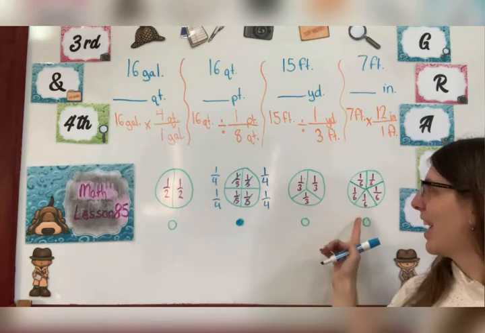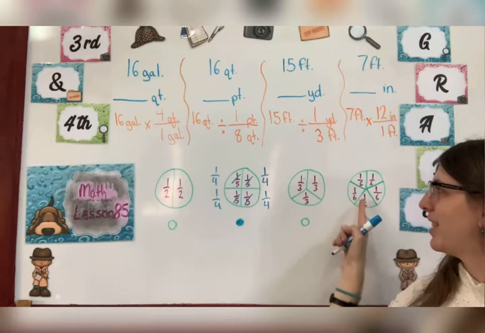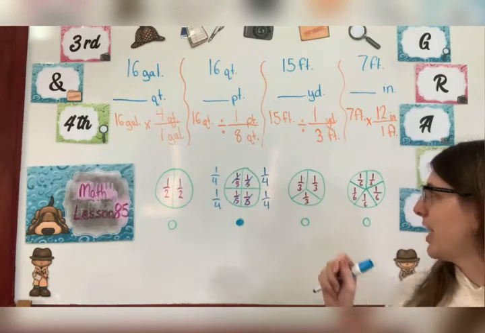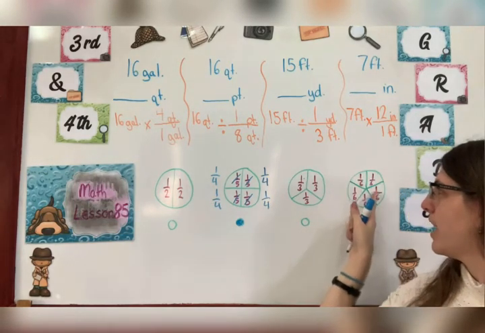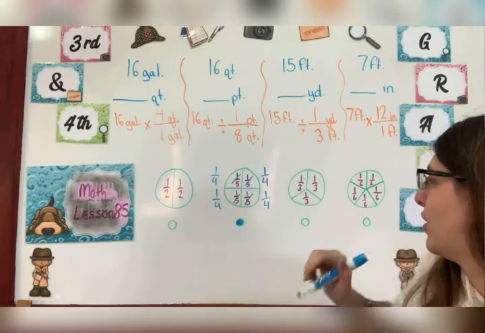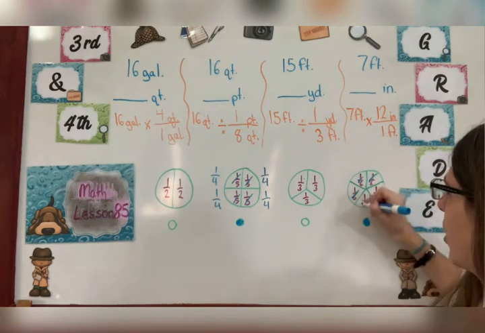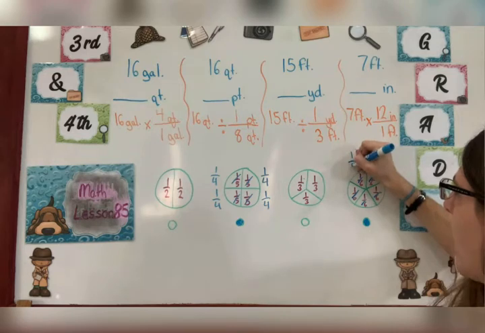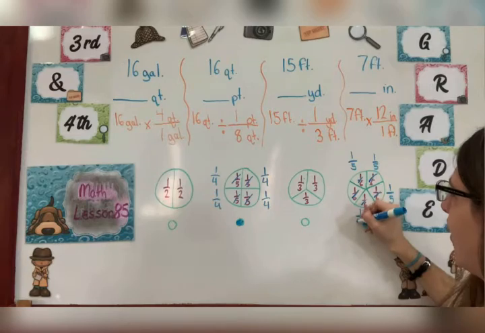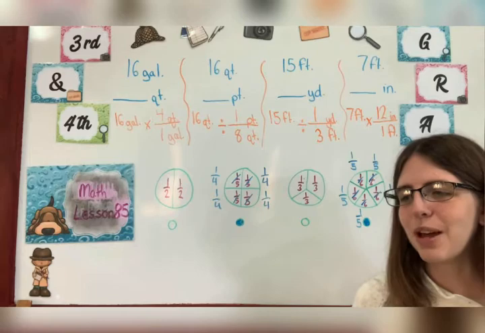All right, and the last one, letter D, I have 1/6, 1/6, 1/6, 1/6, and 1/6. So is each piece 1 out of 6? Well, let me count. 1, 2, 3, 4, 5. I only have 5 pieces, not 6. So this one is incorrect. Color in the bubble. And now we need to change each fraction. So it says 1 out of 5, not 1 out of 6. Okay, that's how you do number 6.